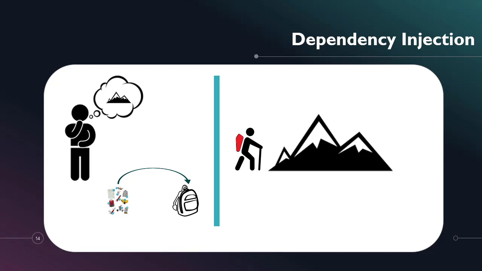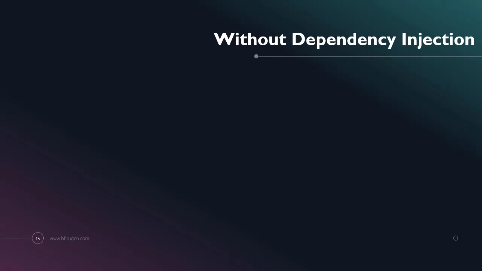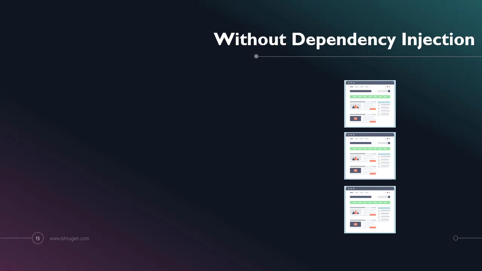Let's understand this in a way that is more related to coding. Let's imagine our application has 3 pages, and in each page, we will need 3 functionalities. We need to log something, we need to send email, and we need to save something to our database. So we will need to create objects of these functions.